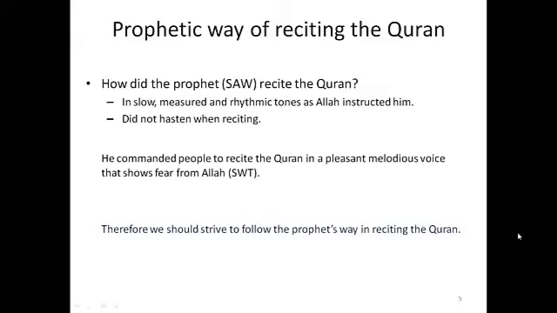So how did the Prophet ﷺ recite the Quran? He recited it in slow, measured, and rhythmic tones as Allah instructed him. He also did not hasten when reciting, and he commanded people to recite the Quran in a pleasant, melodious voice that shows fear from Allah subhanahu wa ta'ala. Therefore, we should all strive to follow the Prophet's way in reciting the Quran.